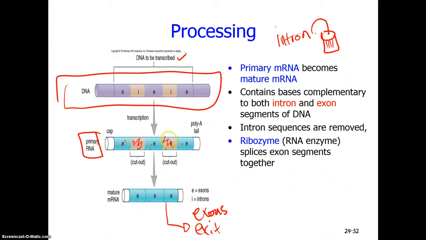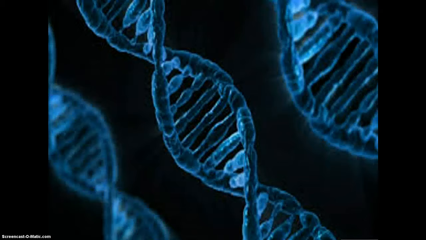Going to throw those in the garbage. Bye-bye. Throw it in the garbage, and then it's going to put all those exons together. It's very nice. It's a way to condense things so that when the ribosomes are going through and adding amino acids, they're not adding in useless amino acids. They're getting exactly what is needed. So that's transcription.